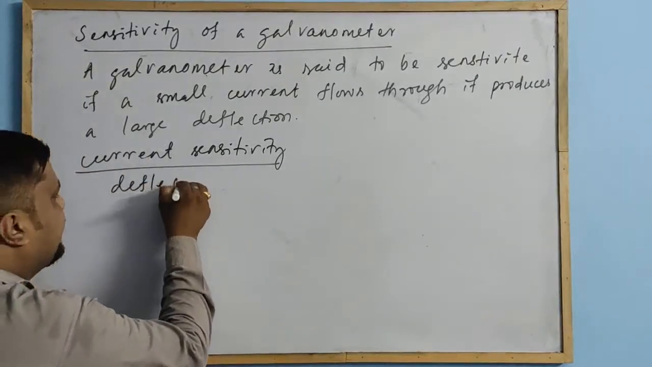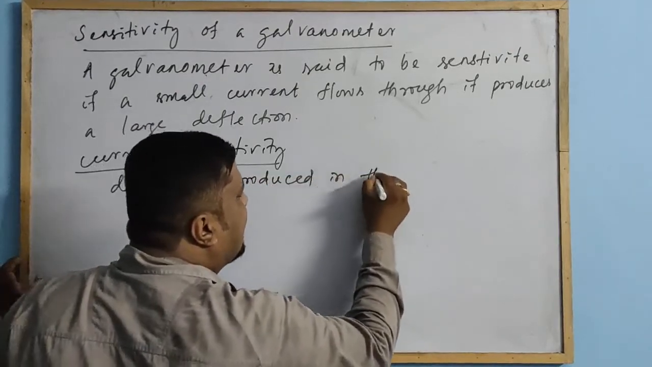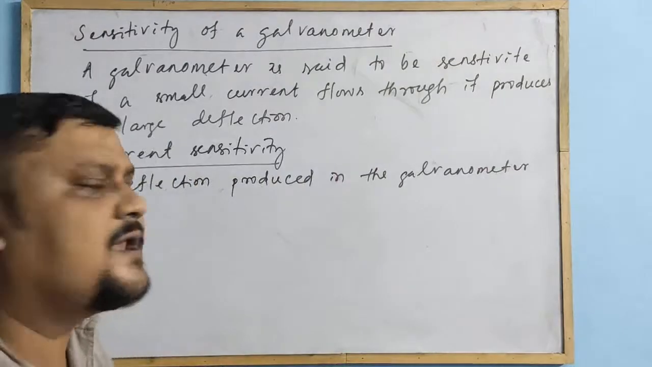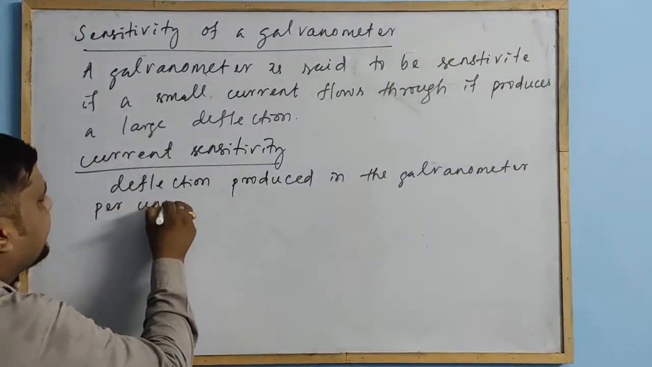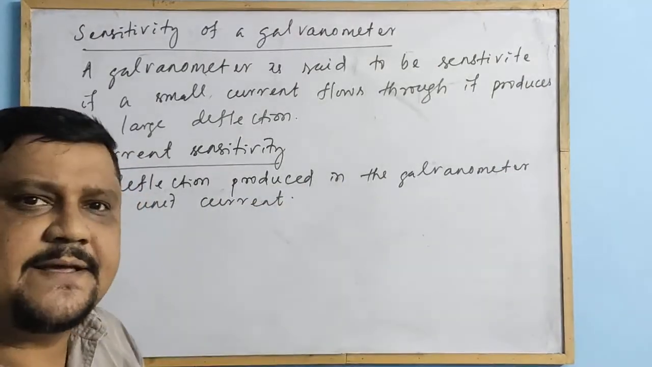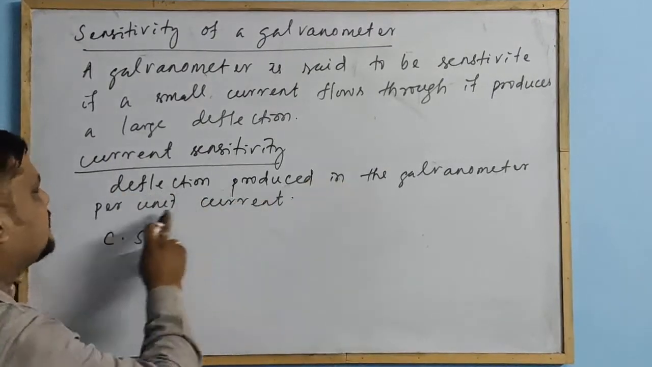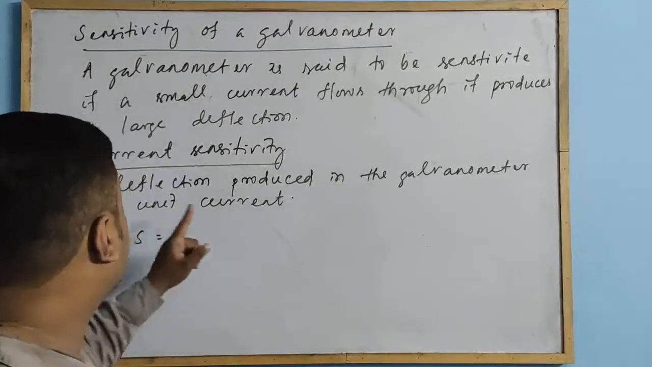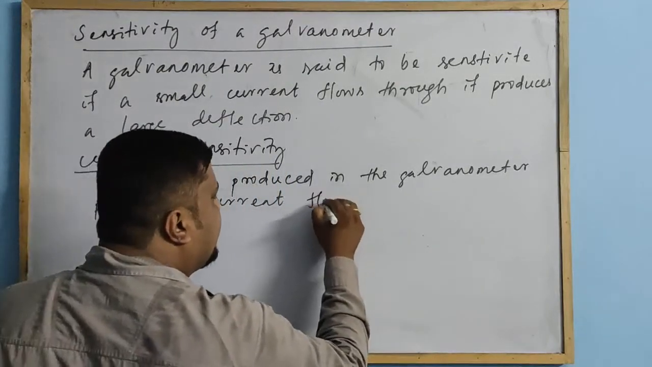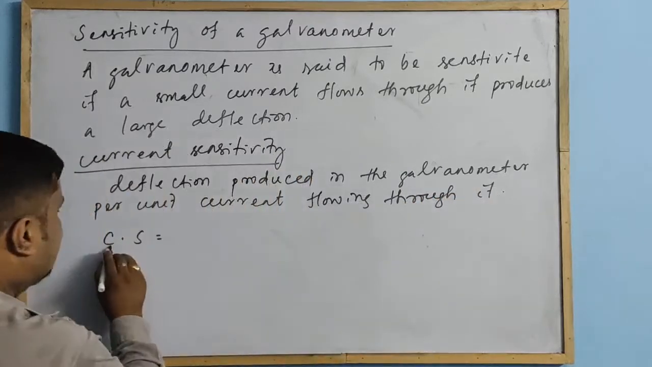Deflection produced in the galvanometer per unit current. That is called current sensitivity. So the current sensitivity of the galvanometer is defined as the deflection produced in the galvanometer per unit current flowing through it.